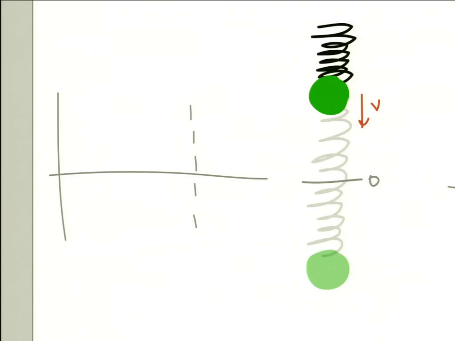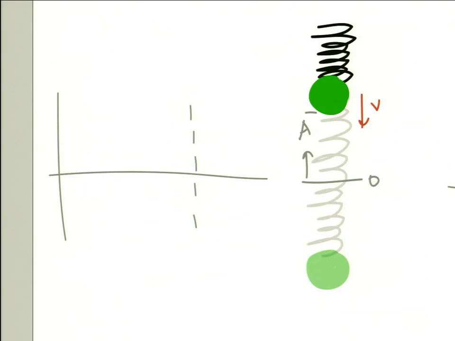We give certain terms to these different things. One is this displacement away from equilibrium. We give the term A for amplitude. This is the largest displacement from equilibrium that the mass makes.